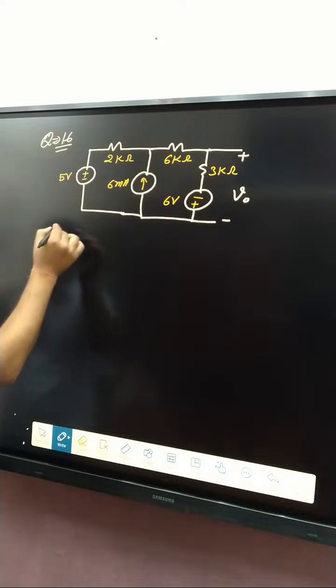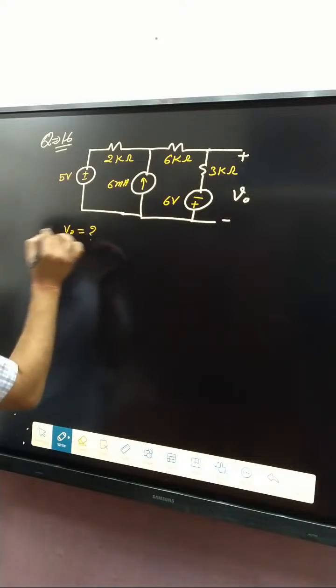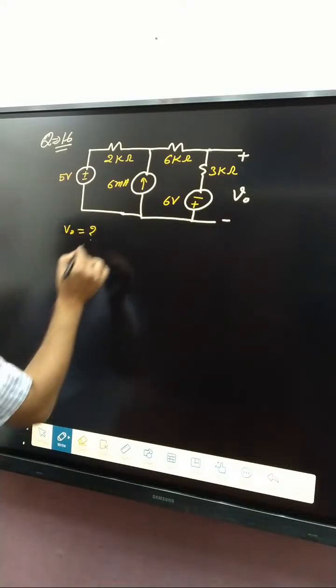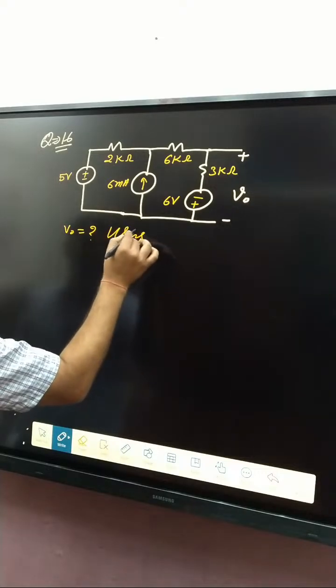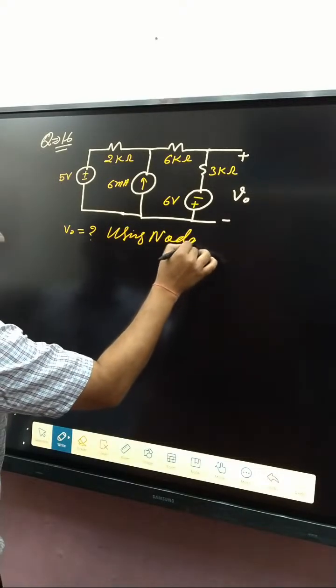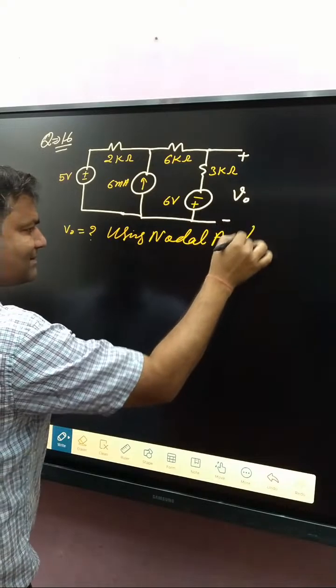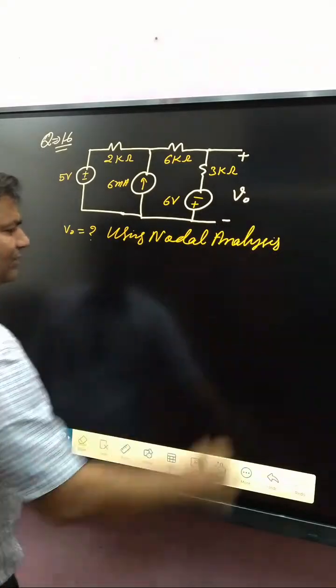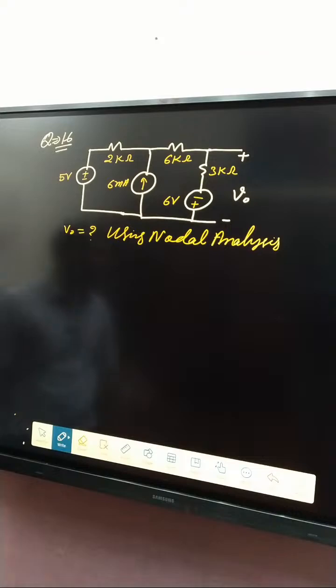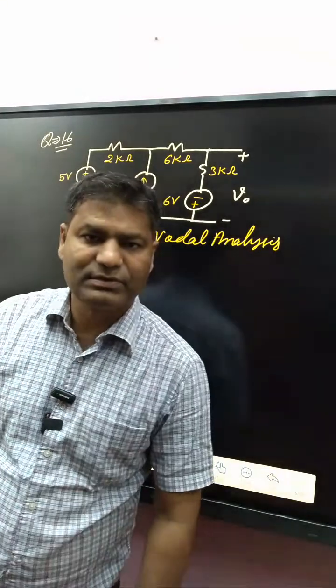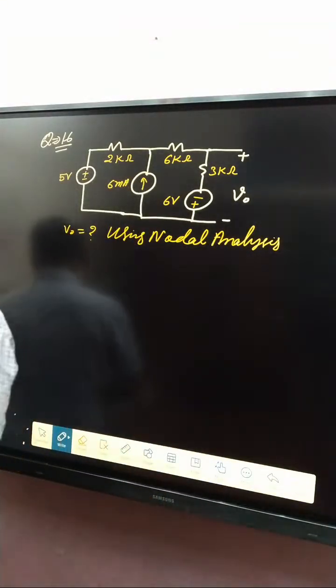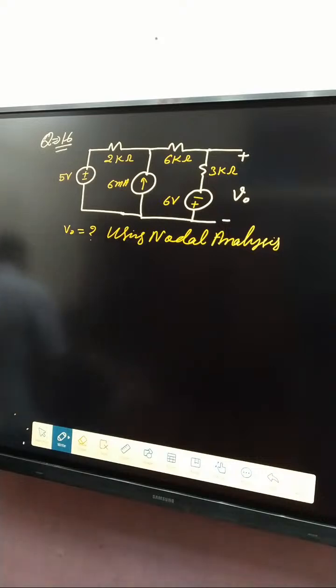Our motive is to determine V naught using nodal analysis. Okay, so first of all, everyone try. After that I will do it. First of all, everyone try, then I will do it.